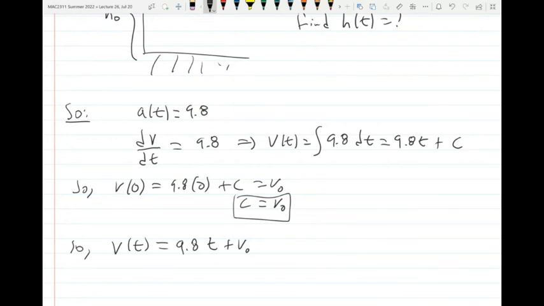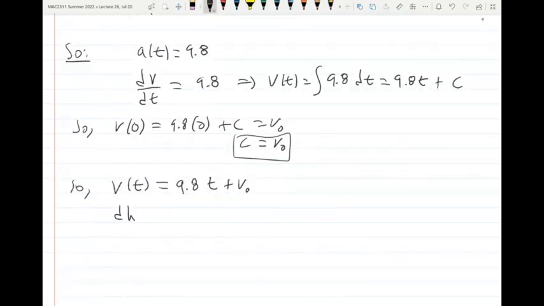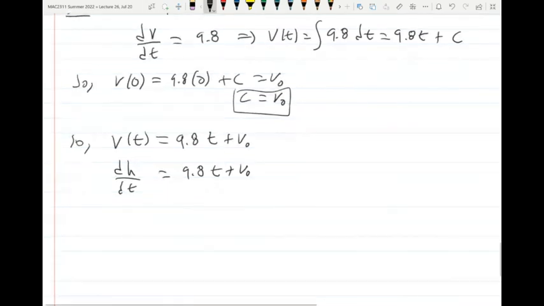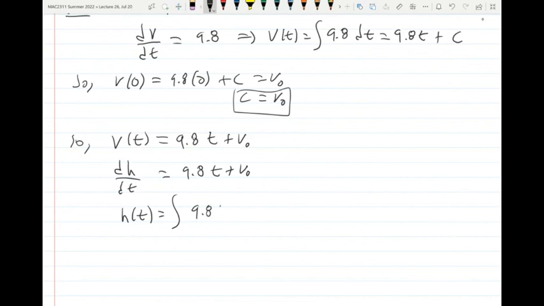Now remember, we want to find the height function. So what do we need to do? Well, velocity is the rate of change of the position function. Our position now is height. So this is the same thing as dh/dt. Yes? Velocity is dh/dt. So now, what is h? It will be the integral of this. Yes? The integral of the velocity function. So we just need to find an antiderivative.